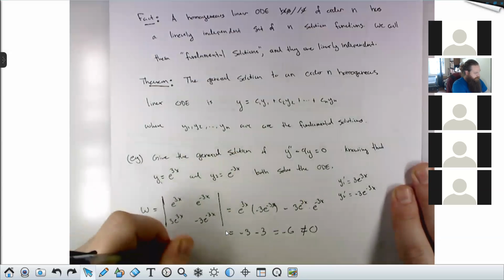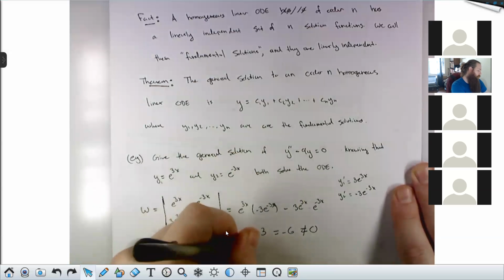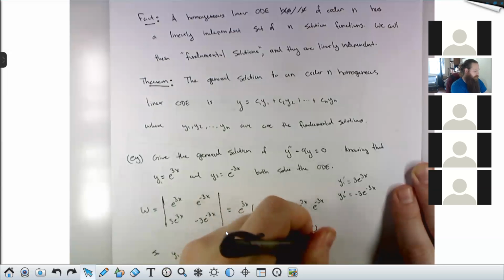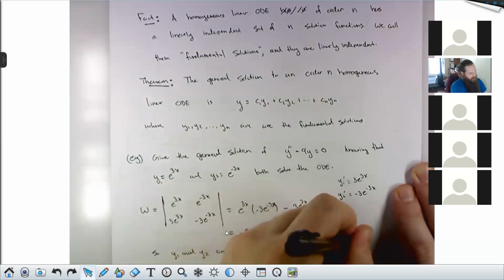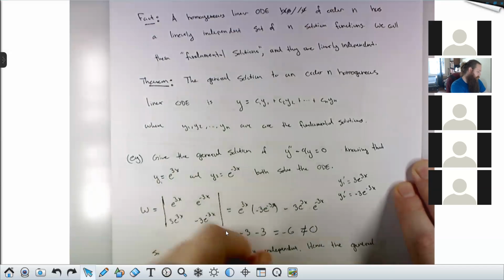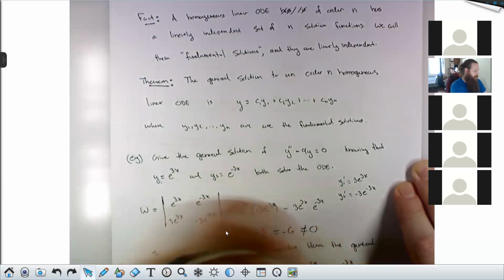So y1 and y2 are linearly independent. Hence, the general solution to y'' minus 9y equals 0 is y equals c1 e to the 3x plus c2 e to the negative 3x. And that's it.